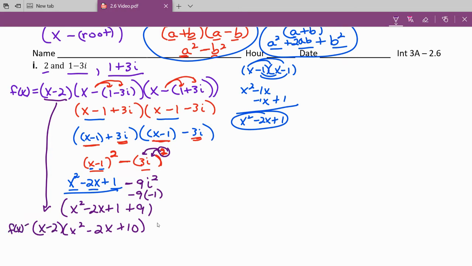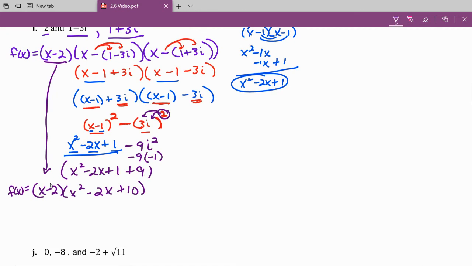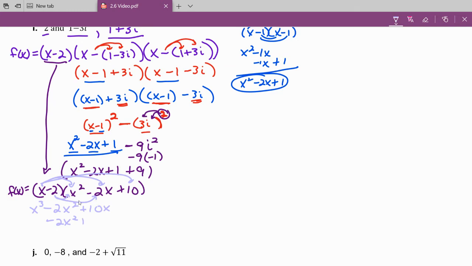So bring that down. And then we have to multiply this x to all three and the negative 2 to all three terms. We're going to distribute the x and the negative 2 to all three terms. Okay, so let's find a light color here. So x times x squared is x to the third. X times negative 2 is negative 2x squared. X times 10 is a positive 10x. Then distribute the negative 2 to the x squared, and we get another negative 2x squared. Negative 2 times negative 2x. Be careful with your signs. That's going to be a positive 4x. And negative 2 times 10 is going to be a negative 20. Don't forget this.